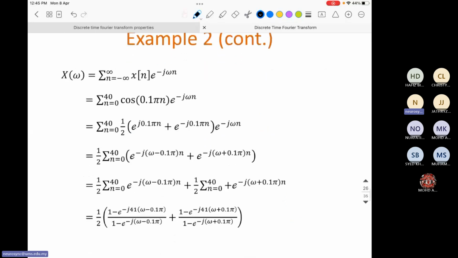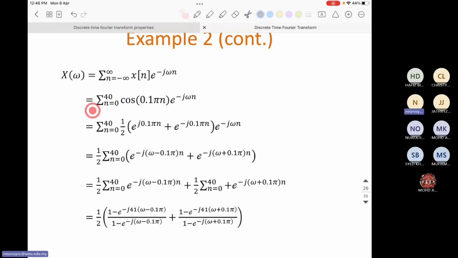So again, you just apply the Fourier transform formula here: x of n into e to the power minus j omega n. Instead of x of n, write cos of 0.1 pi n. Again, you can split this cos function as e to the power j 0.1 pi n plus e to the power minus j 0.1 pi n, divided by 2 here. This term is same as it is. Now, if you multiply this term with these two terms, what will you get here? Like this.